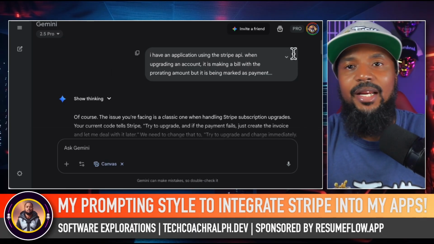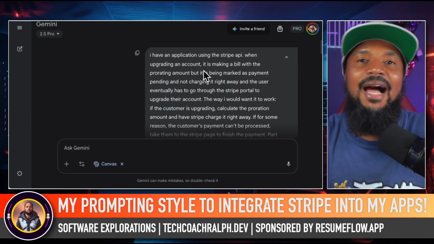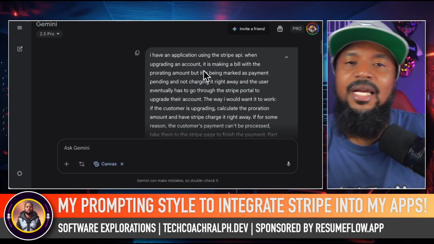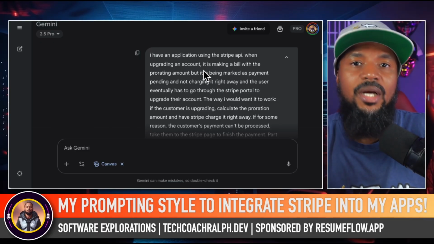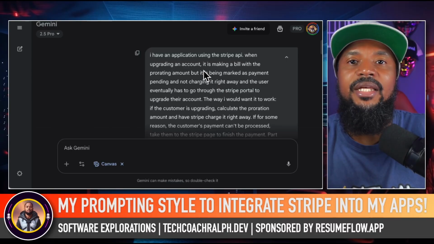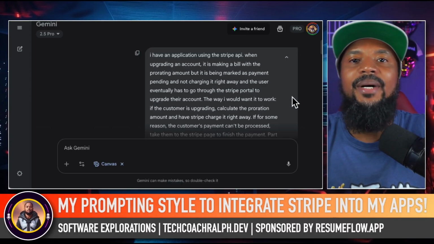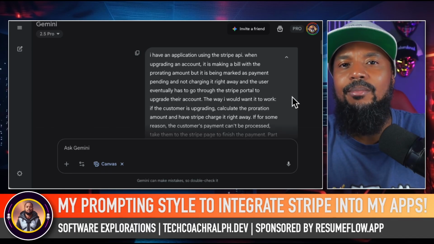So this is my first prompt, right? And I'm going to expand my prompt. It says, I have an application using Stripe API. And this is probably one of my first prompts with this. When upgrading an account, it's making a bill with the prorated amount, but it's being marked as payment pending and not charging.